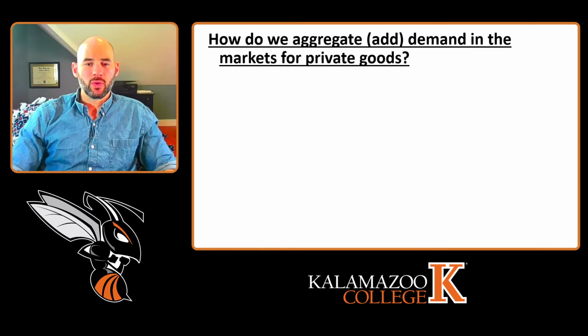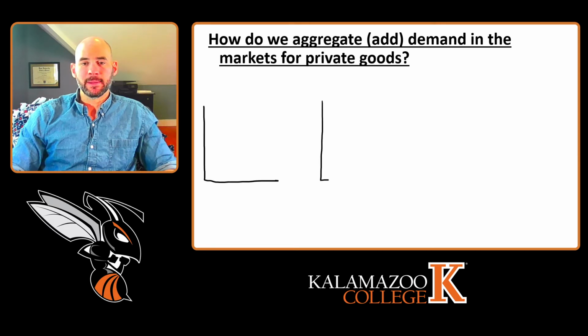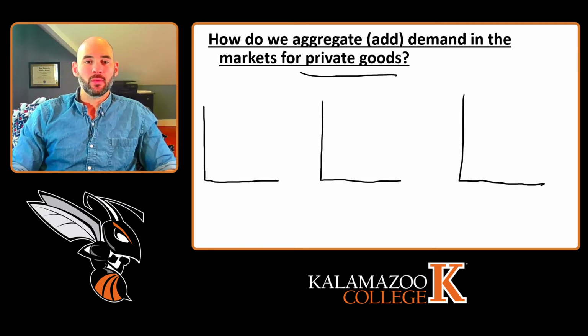Okay, so to show why a failure to account for the difference between public goods and private goods is going to lead to an inefficiency, let's first consider how we aggregate demand in the market for private goods. And so what I'm going to do now is draw 3 supply and demand graphs, actually just demand graphs, and show how we add demand in this setting.